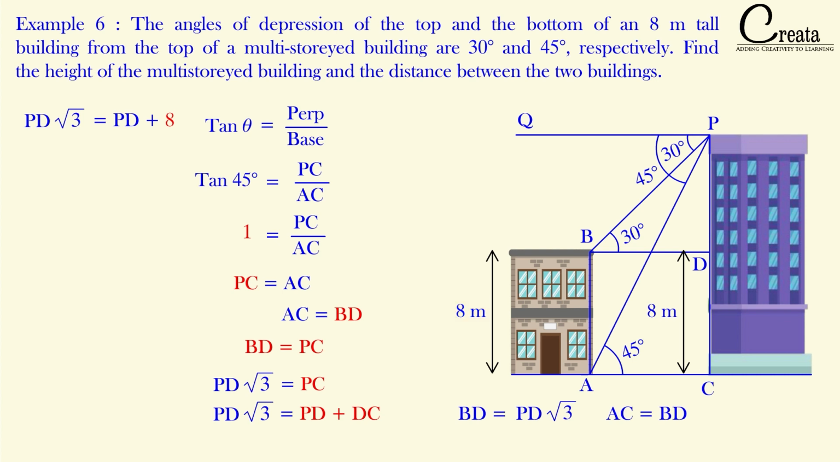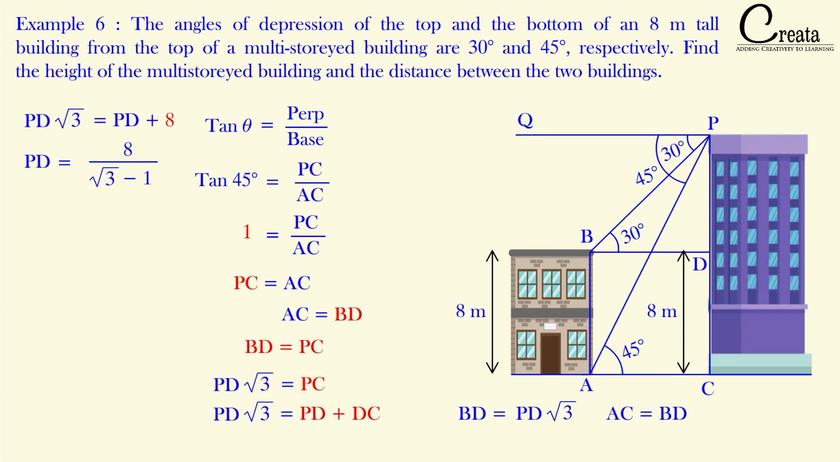So we got PD root 3 is equal to PD plus 8. Now we got an equation in which only one variable is there, that is PD. Let's rearrange the equation and solve for PD. We got PD as 8 upon root 3 minus 1. Here we can put root 3 as 1.732 and solve this equation. But in the question the value of root 3 is not given. But we can use that.